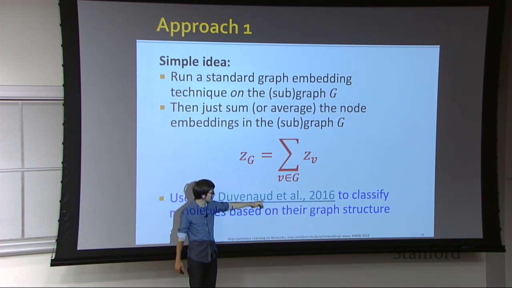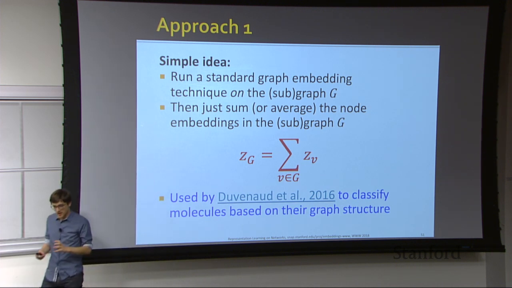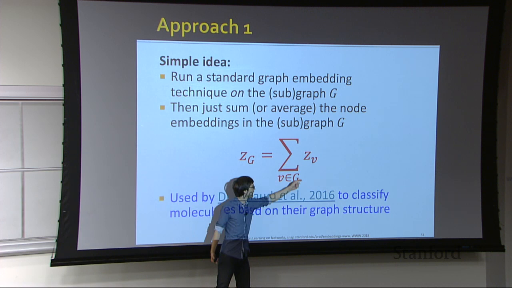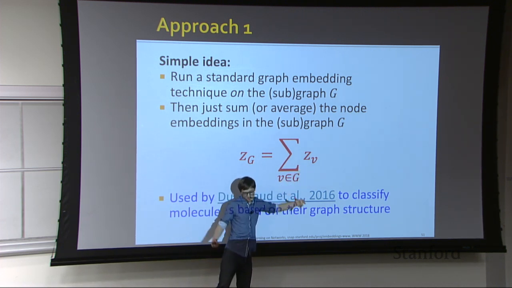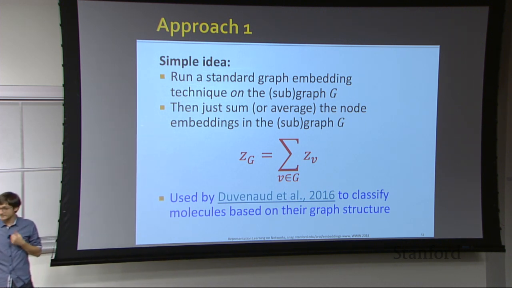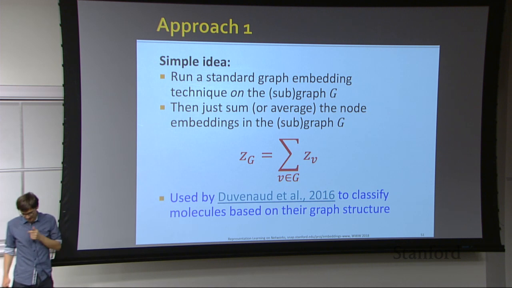This was, for example, used in 2016 to classify different molecules based on their graph structure, right? Where the idea is, again, compute embeddings of individual nodes and then sum up those embeddings to come up with the embedding of the graph. That's idea number 1. This is simple idea number 1.